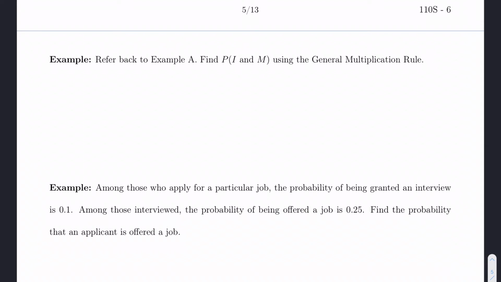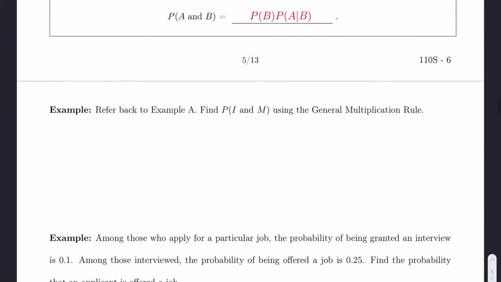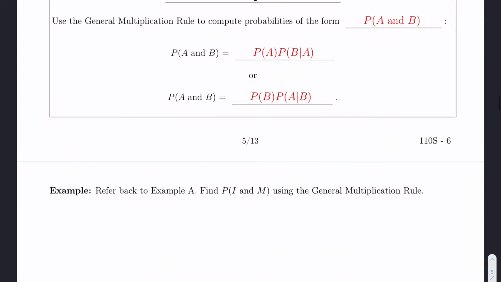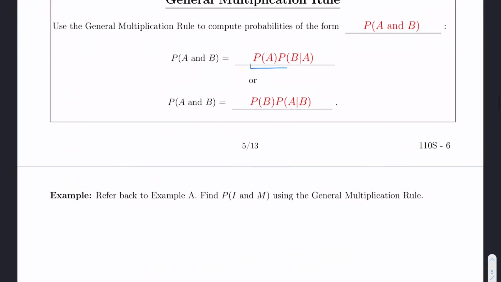Okay, so this is the example at the top of page 6, and it's asking us to find the probability that somebody is in favor and male using the general multiplication rule from example A. And so here there are two different ways that I could find this. If you look back up at this box on the bottom of page 5, there's two different ways to calculate probabilities with the word "and" separating your events.